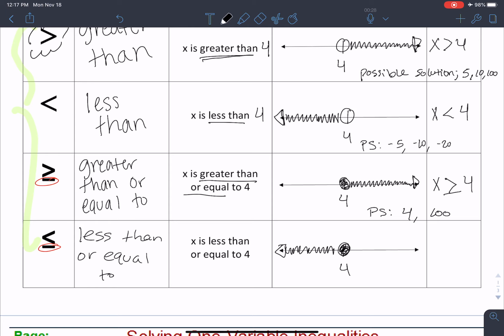Okay, so now my inequality is x, and instead of the words less than or equal to, I replace it with my symbol, and then number 4. A possible solution here can be -50 and 4 and whatever number you choose.